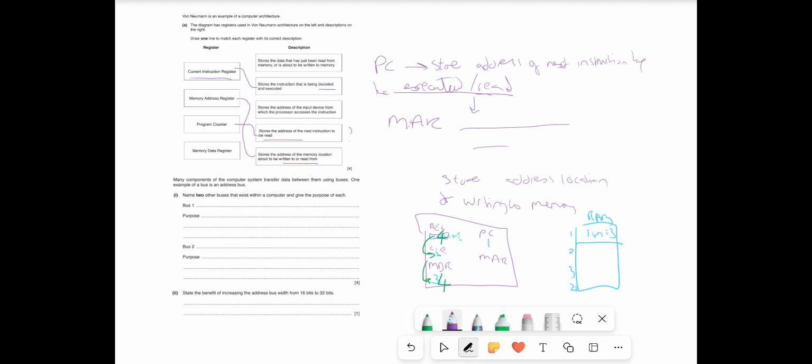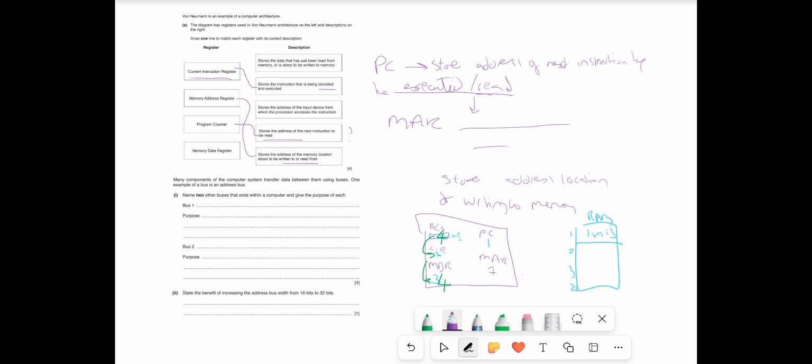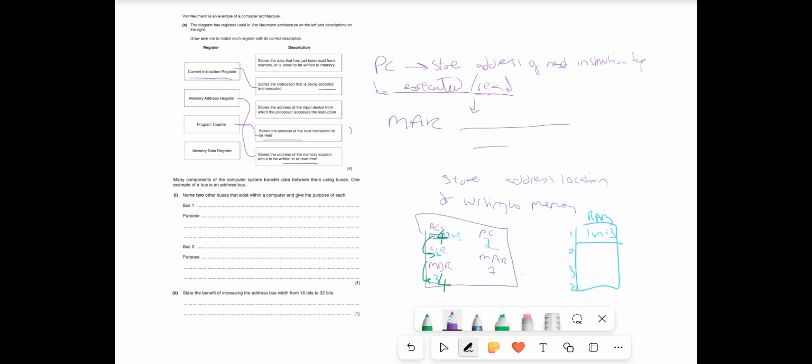Inside the MAR is still the address location 1. The PC may have gone up by 1 to 2 to fetch the next instruction, but in the MAR it's pointing to 1 still. That will allow us to write back to find the location and update our value to make it 4. So the MAR allows us to store the address location of data to be read from, which is where we're fetching, or written to if we want to update the contents.